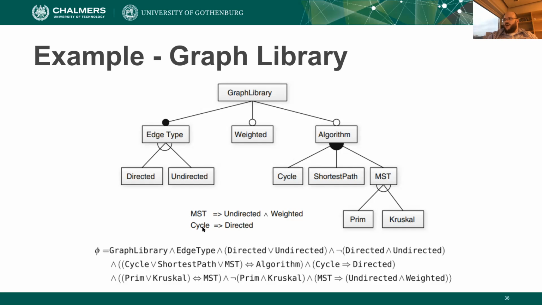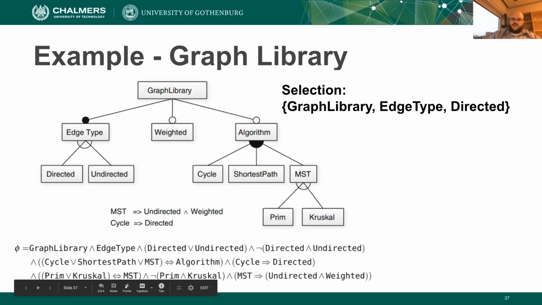Now we have some additional cross-tree constraints. If we choose cycle, we must also choose directed, right? And if we choose minimum spanning tree, we must choose undirected and weighted. And you see those embedded in here, right? Here's the cycle implies directed. Okay, now minimum spanning tree has the open fan, so we choose exactly one of these, Prim or Kruskal. If we choose either of those, we must choose minimum spanning tree. If we choose minimum spanning tree, we must choose exactly one of those. So you get this formula out of the graph.